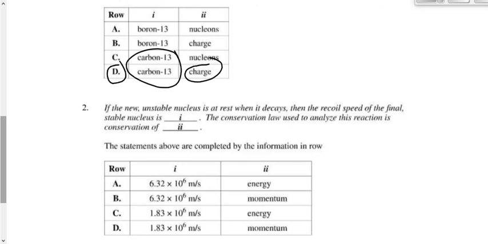2, if the new unstable nucleus is at rest when it decays, then the recoil speed of the final stable nucleus is what? And what conservation law do we use to analyze this? Hopefully something jumps out at you here. We've got this nucleus that is at rest, like this, and then a second later, we got something going this way and something going this way. What is that? I'll give you a hint. It's been a while. It's momentum.